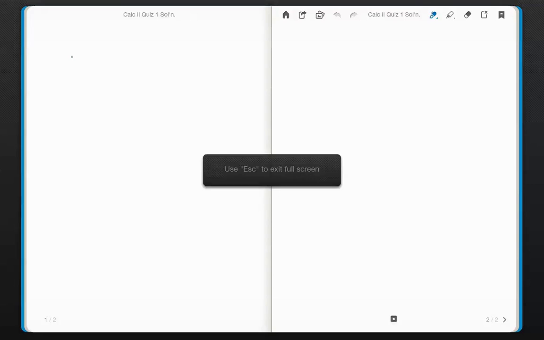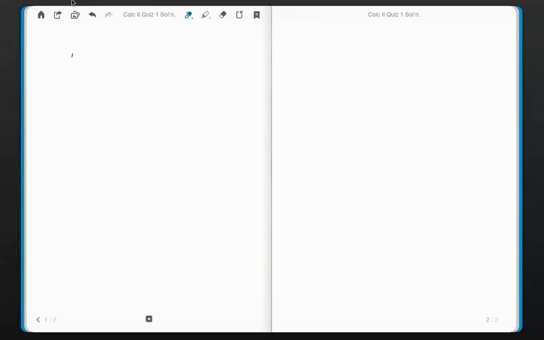Go up to full screen here, and let me find my stylus. We are supposed to do number 1, which is the integral of x secant squared x dx. All right, well, as I showed you several times, the key here is to pick your u and your dv correctly.